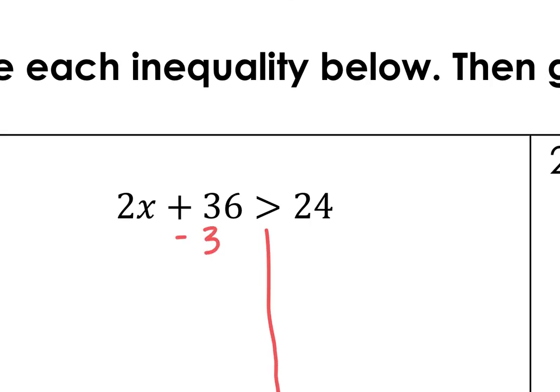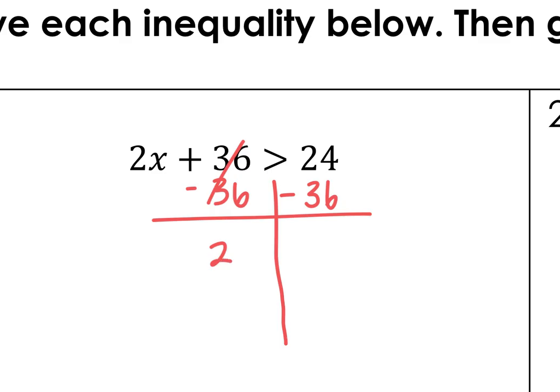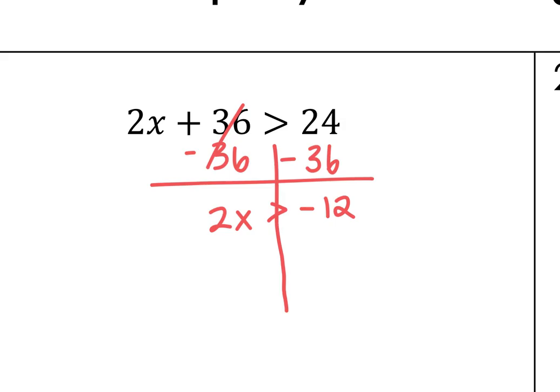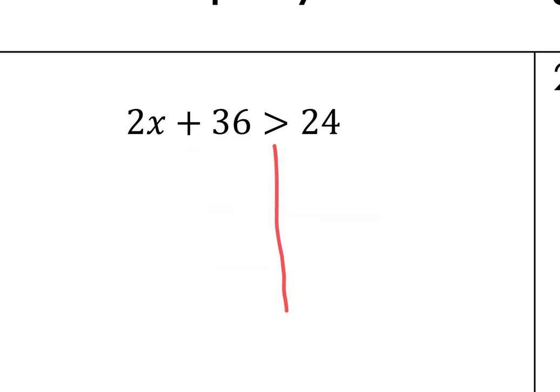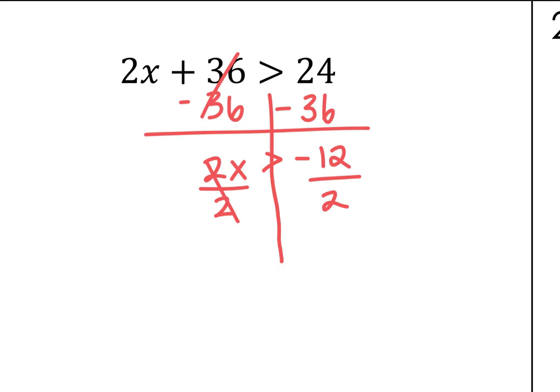So if this is a plus 36, I'm going to remove that by doing the opposite. So I'll subtract the 36. So I get 2x is greater than 24 minus 36. Negative 12. Very good. Thank you, everybody. And then now the last thing I have to do to get x by itself is divide by 2. So my x is going to be greater than negative 12 divided by 2 is negative 6.